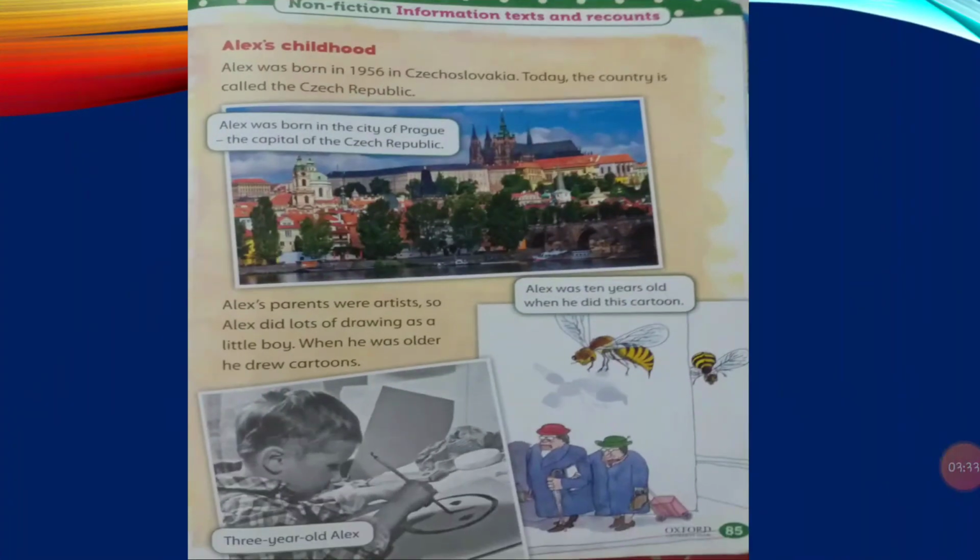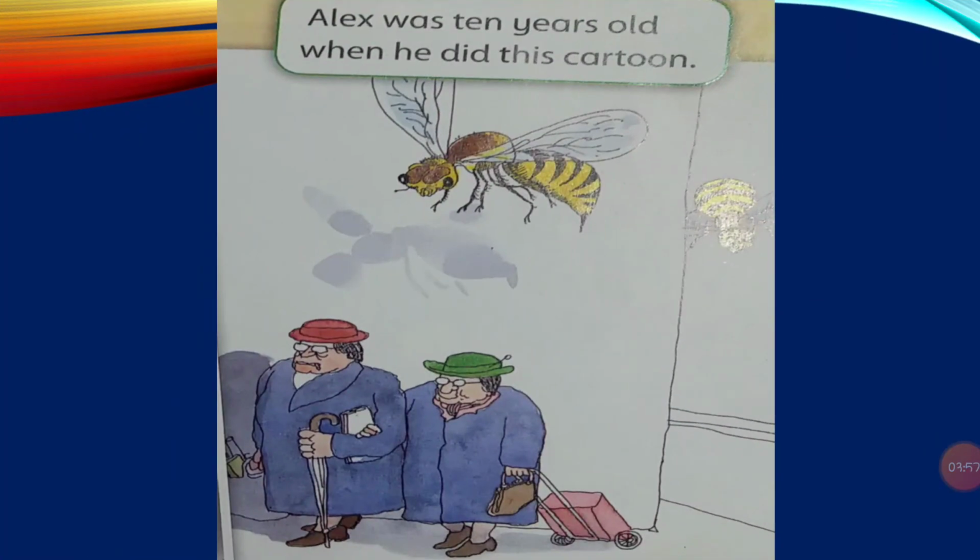We will start from his childhood. He was born in 1956 in Czechoslovakia. Nowadays, this country is called the Czech Republic. Alex's parents were artists. So Alex did lots of drawings as a little boy. You can see his drawing was so good. He was just 10 years old when he drew this cartoon.